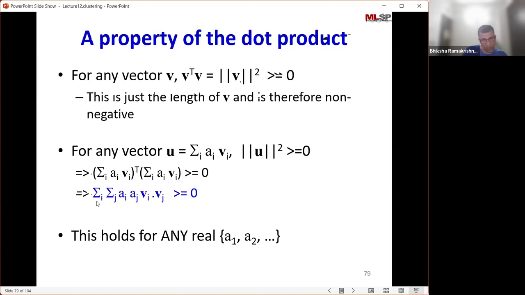Expanding it out, it means that the sum over i and the sum over j, the product of ai, aj, vi, vj, which is this term, is always non-negative. This is just simple linear arithmetic manipulation. Is this making sense? And this should hold regardless of a. This should hold for every real ai and every real aj, correct?